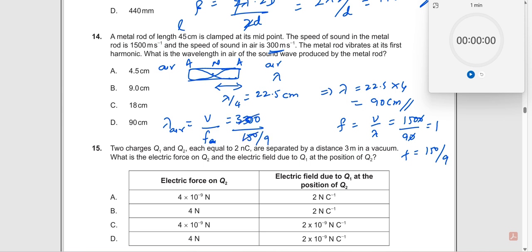As 9 goes up, it should be 2 into 9, which is equal to 18 centimeter. So the answer should be 18 centimeter. Let us look at the marking scheme. Yes, option C, 18 centimeter. Let us move on to the 15th question.